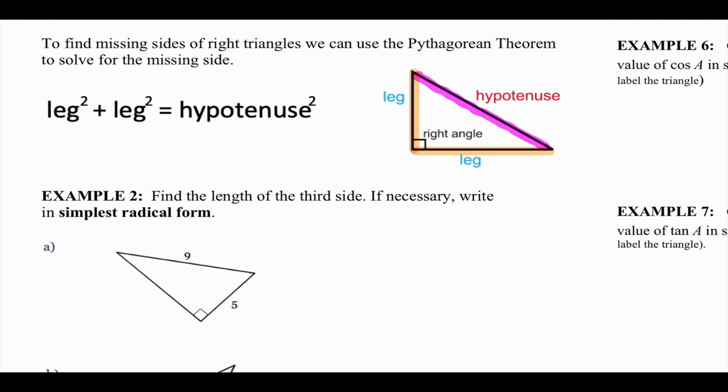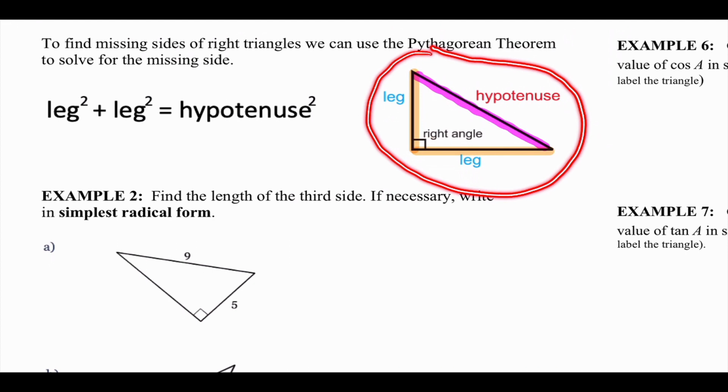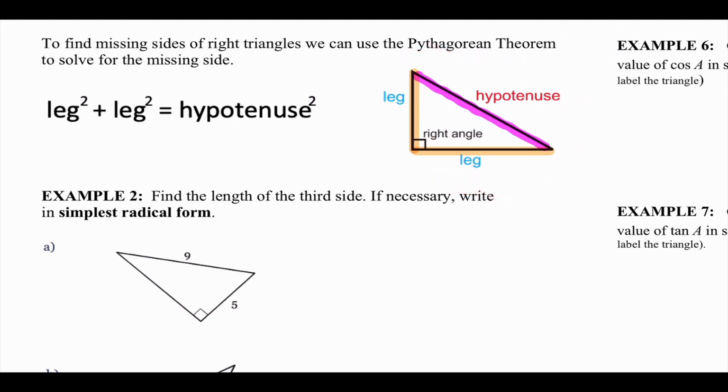Pythagorean theorem. The Pythagorean theorem helps us when we have a right triangle and we're trying to find side lengths. If I know two of the sides, if I know a leg and a hypotenuse, or if I know two legs, I can find the other side using the Pythagorean theorem.